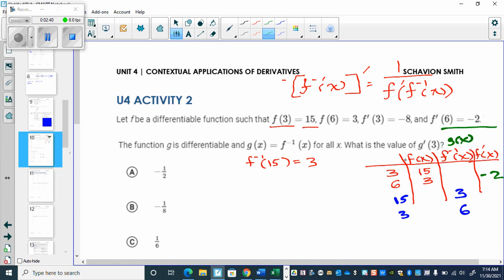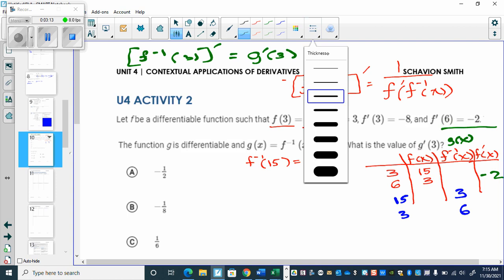For all x, what is the value of g prime 3? So you could look at it like, you could say f inverse prime of 3. They're looking for this. Or you could say just g prime of 3. Whichever one you want. And I'm taking my time because I want you to really understand how this works. So I know that this is the formula.